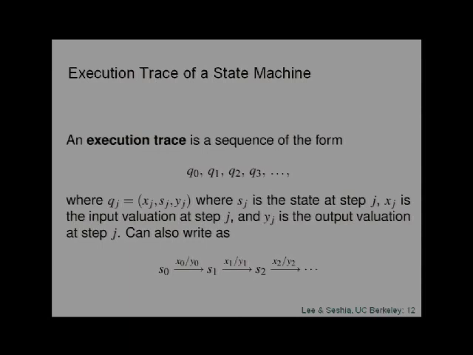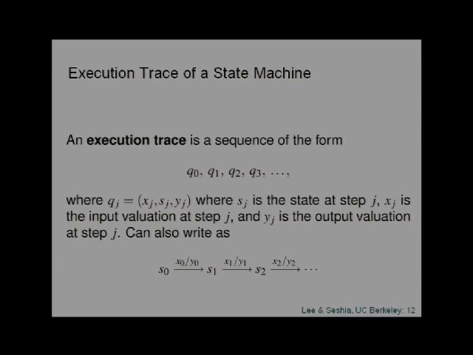Then in the next step, it gets input x1, it's in state S1, which may be different from S0, and it generates output y1. That's the next observation. So think about a trace as a sequence of observations that you make. You're just looking down at the state machine and seeing what's the input, what's the state, and what's the output, observing that at every step. That's what a trace is.